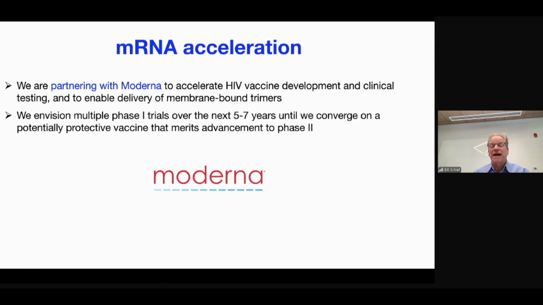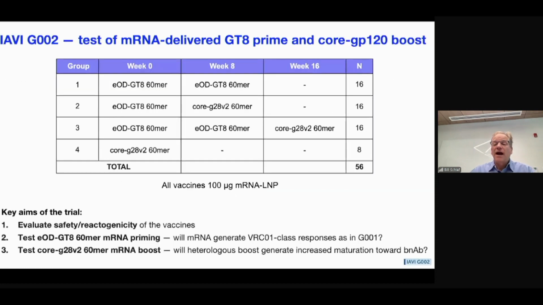So we started collaborating with Moderna actually a long time ago, and now I'm employed by Moderna, which is a great place to work. And we're working with them to use Moderna's mRNA LNP technology to accelerate clinical development of HIV vaccines and testing. So I mentioned G002 and the need to test heterologous boosting, and we've done that clinical trial, and I'm going to show you the data.